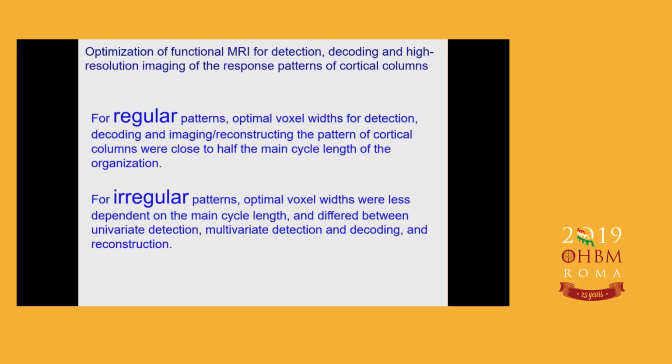Lastly, for regular patterns, the optimal voxel width for detection, decoding, and imaging the pattern of cortical columns is close to half the main cycle, the Nyquist sampling voxel size of the organization. For irregular patterns, optimal voxel widths were less dependent on the main cycle length and differed between univariate detection, multivariate detection and decoding, and reconstruction.